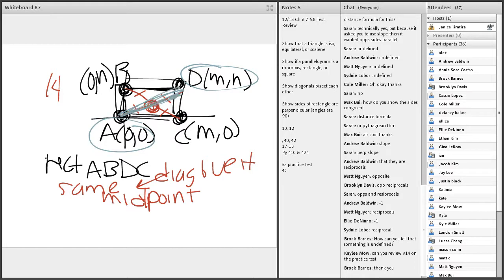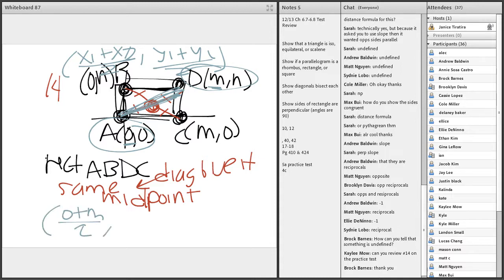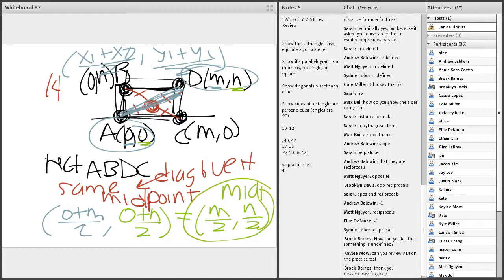So to find the midpoint of AD, well, the midpoint formula, you just take the x's, divide by 2, and take the y's, divide by 2. So let's take the x's. The x's is m and 0, so I'm going to add those two up, divide by 2. And then you're going to take your y's, 0 and n, and divide by 2. So my answer is m over 2, n over 2. That's the midpoint of AD.